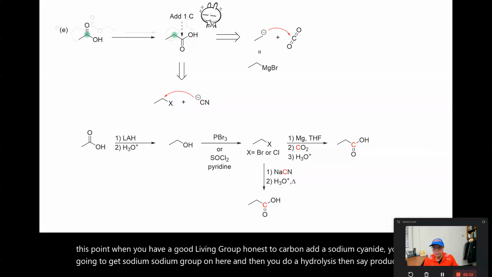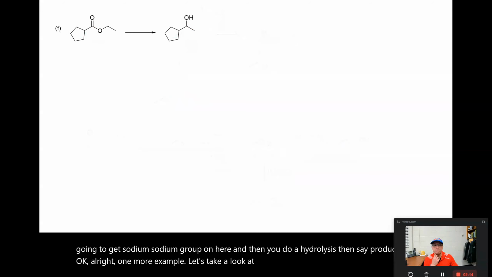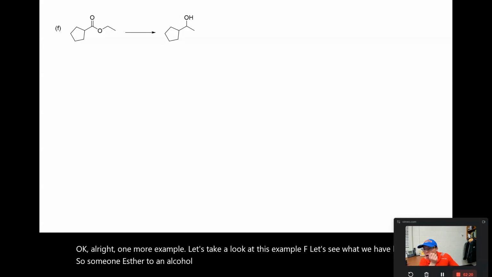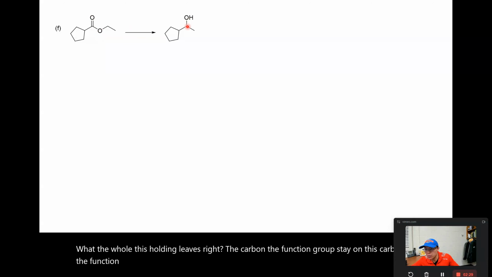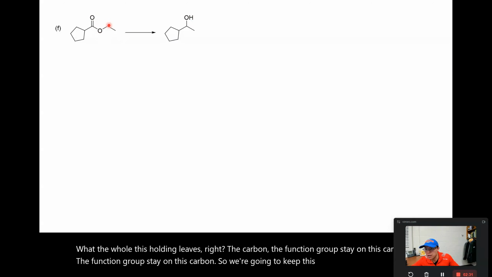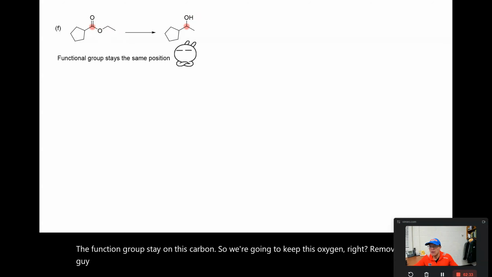One more example. Let's take a look at this example, F. Let's see what we have here. So an ester to an alcohol, reduction for sure. What does this whole thing leave, right? The functional group stays on this carbon. So we're going to keep this oxygen and remove this guy somehow. So the functional group stays on the same carbon.